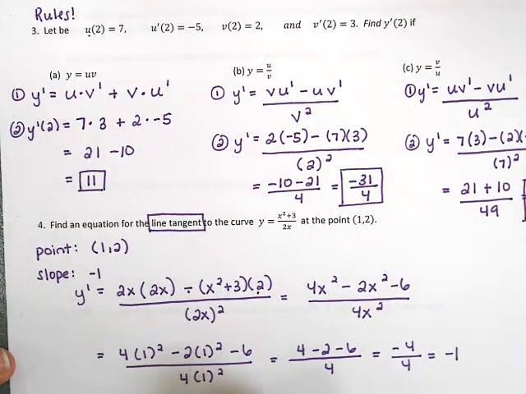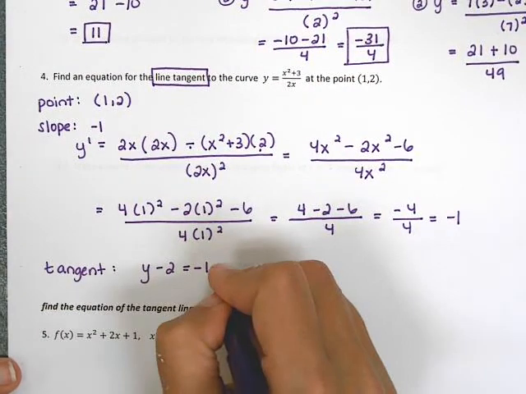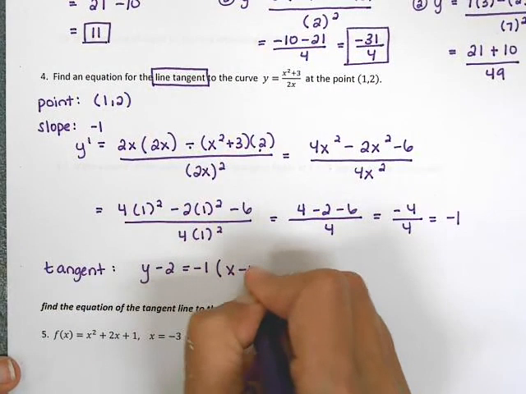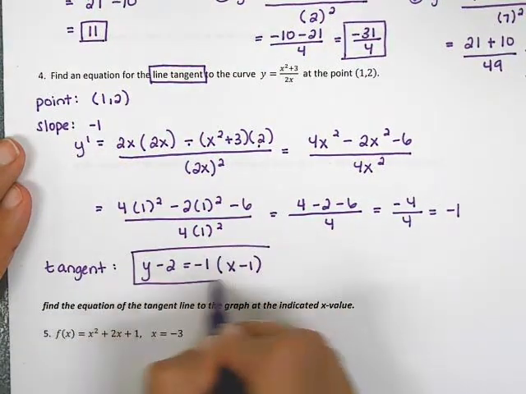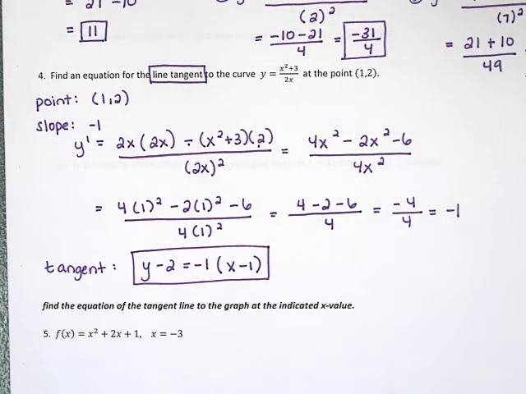y minus 2 equals negative 1. You can't see what I'm writing. There we go. I fixed it. Negative 1 parentheses x minus 1. Give you a second to finish copying that. If you have any questions, you can look back over it again.